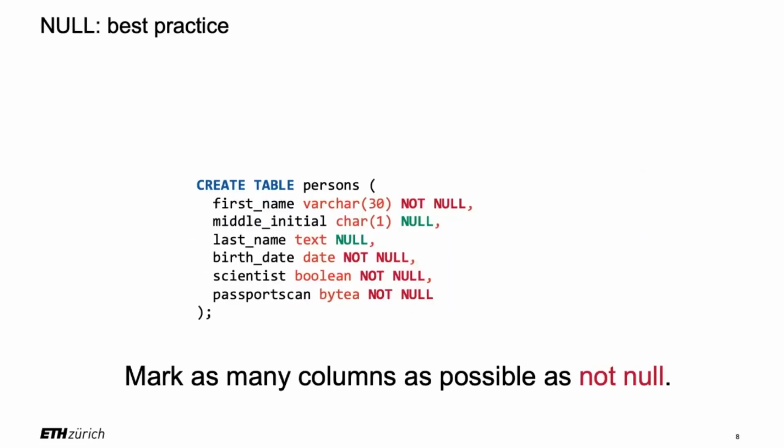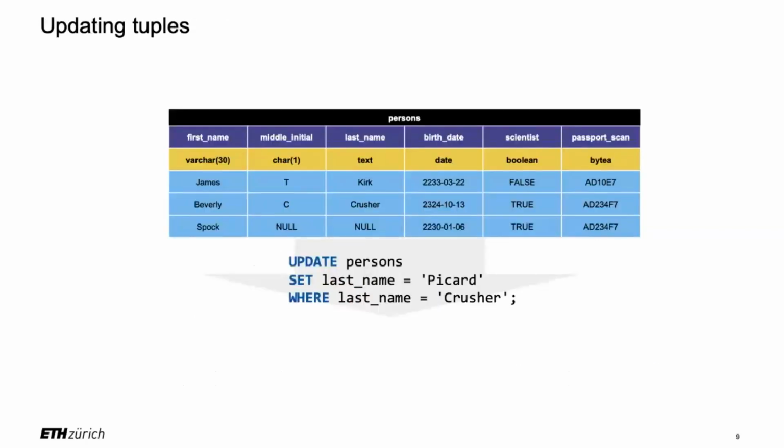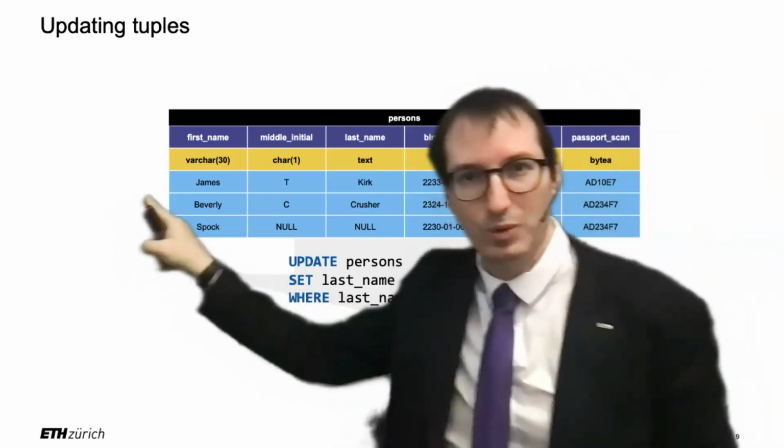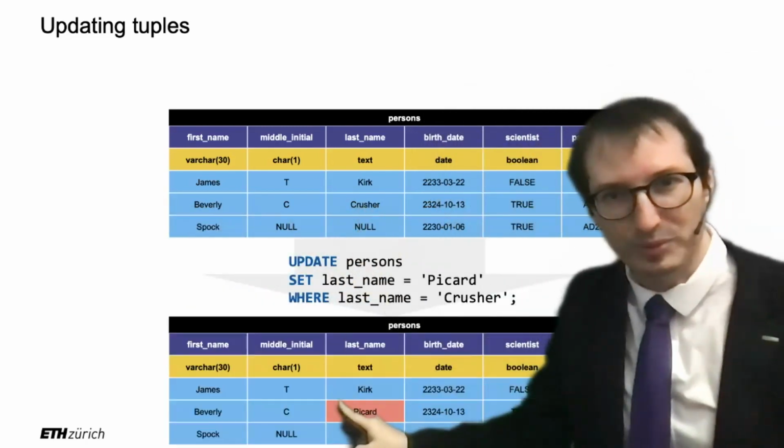Okay. So here's another command. It's an updating command. What if we want to modify a value? Imagine that we want to modify the last name from Crusher to Picard. So we say update persons, that's the name of the table. We set the last name to Picard, where the last name is Crusher. So where is the last name Crusher? It's here. So we set it to Picard, right?